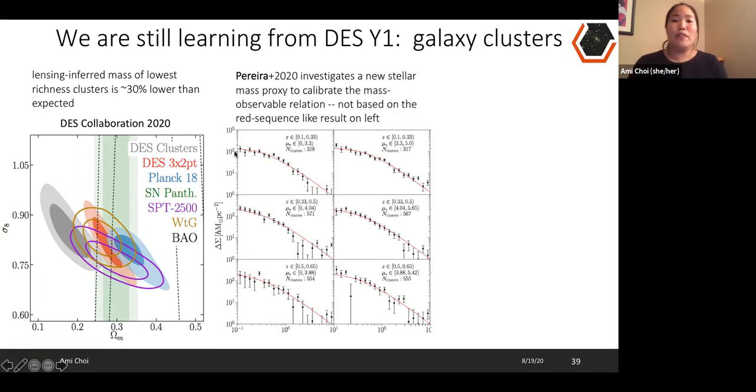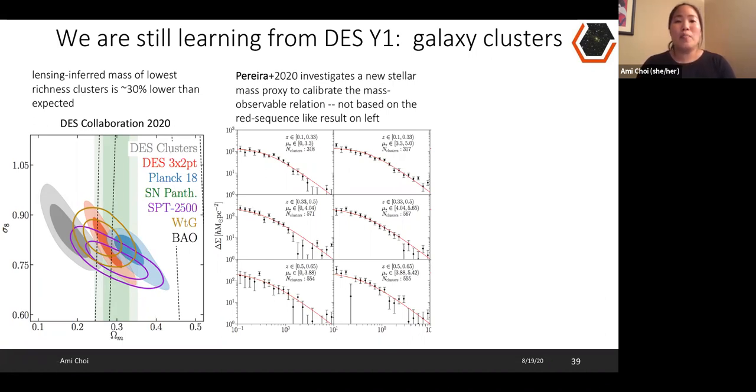There are plenty of follow-up investigations changing aspects of the analysis, and one example is a recent paper by Maria Pereira that investigates a new stellar mass proxy to calibrate the mass observable relation. And this paper is still based on the same cluster sample used in the main DES clusters analysis, but it does the binning differently.